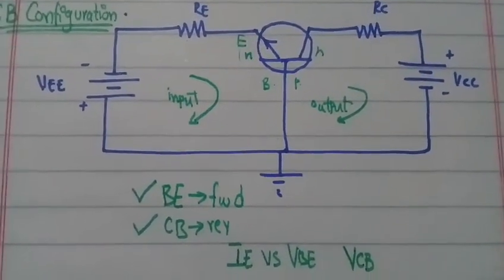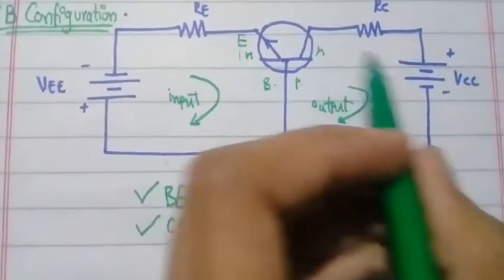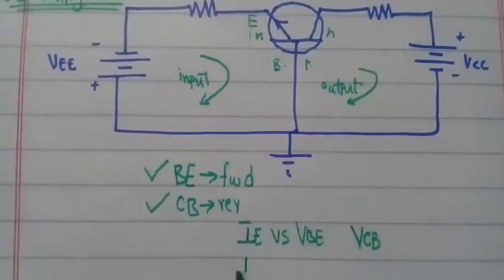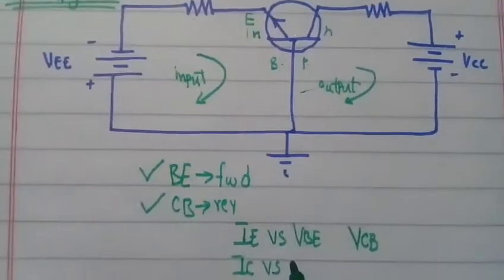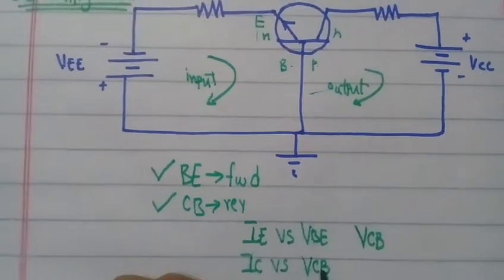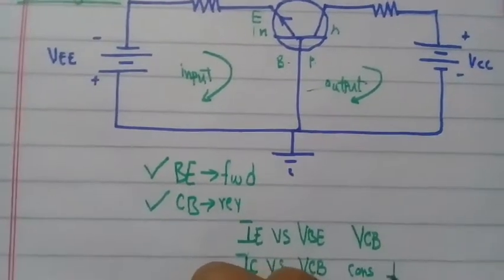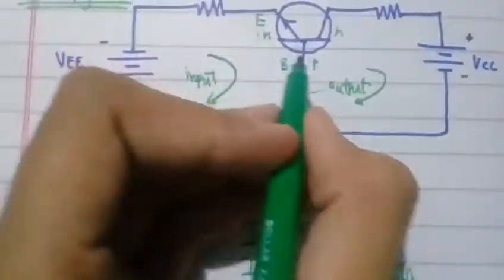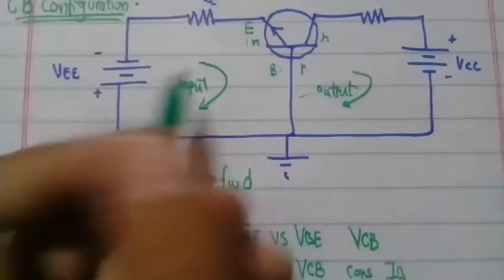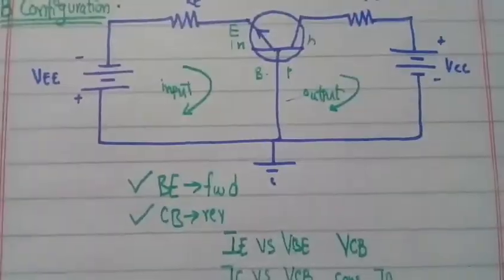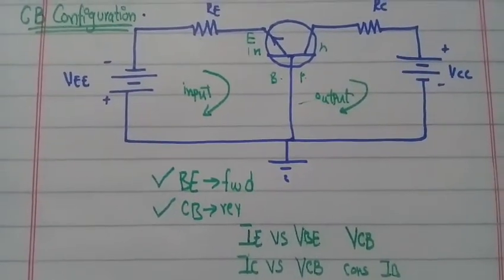But in the output loop you will see that there is a current IC, so the graph will be drawn between IC versus the junction voltage VCB, for every constant value of IB. We will not take VBE because VBE is fixed at 0.7 volts. As we know that this is a forward bias diode, so it will be fixed at 0.7 volts. We will not take it, we will take IB.